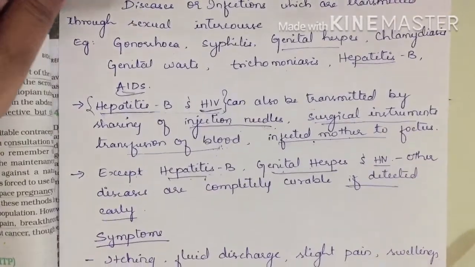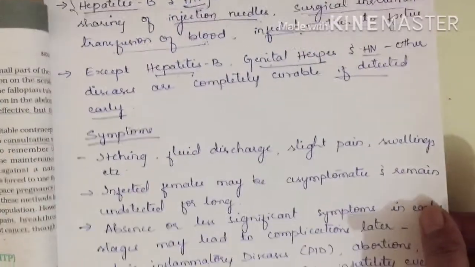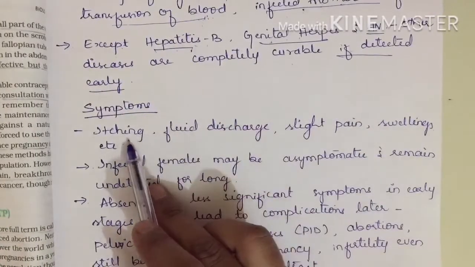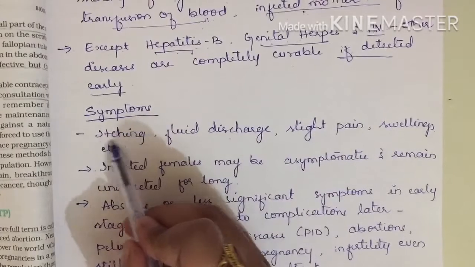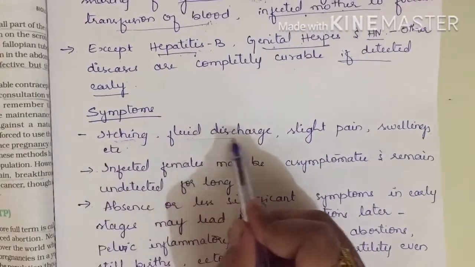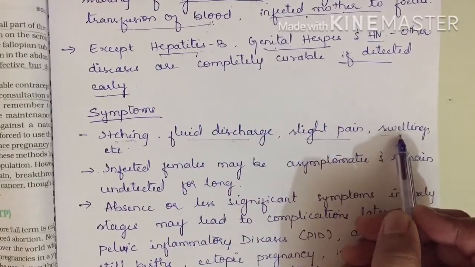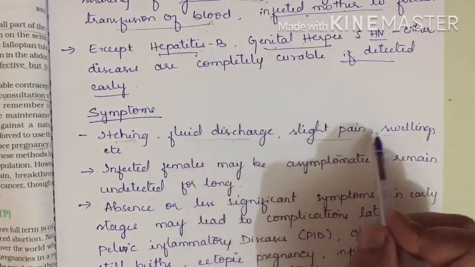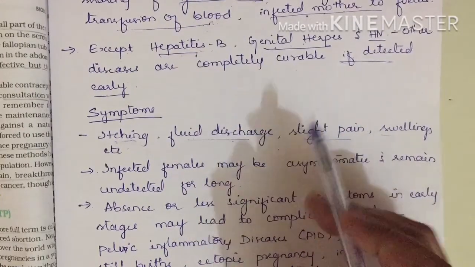For the symptoms of this, as it has been mentioned here: first, itching, fluid discharge, slight pain, swellings. Itching, as you know, takes place especially in the reproductive organs. Fluid discharge from the reproductive organs, slight pain, and swellings in the reproductive organs. If these are there, then there are chances of a sexually transmitted disease in that person.